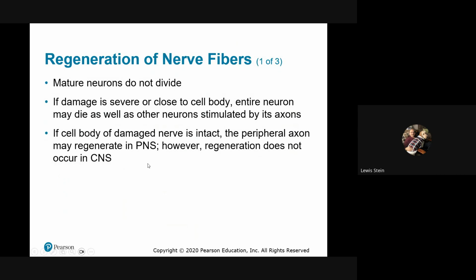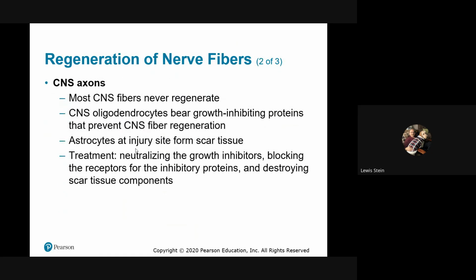So again, regeneration does not occur in the central nervous system at all. In the peripheral nervous system, effectively in the axon, it can. So the CNS fibers don't. Interestingly, when we learn about the oligodendrocytes, they're supportive tissue and they inhibit the growth. Again, we learn about astrocytes, they play a role. It's not something I'm going to ask you about, but you'll be able to look back at this when you hear about the physiology.